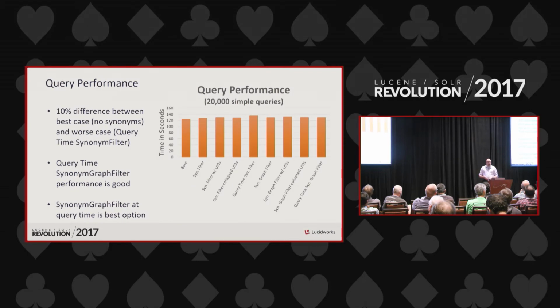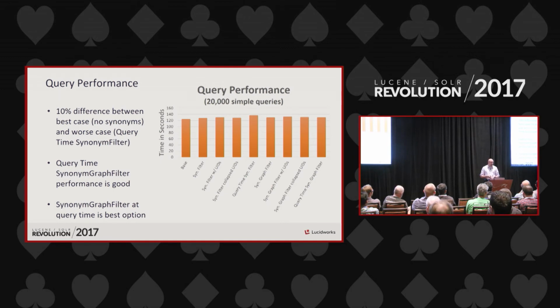Now, how does the query performance look? This was actually a little surprising for us. We expected the graph filter to be more expensive than it was. Now, I could have cheated it. I could have set the range to like 120 to 140 and kind of exaggerated the differences. But really what we're seeing is there's no more than a 10% difference in the performance of even the worst case expansion approach compared to not doing synonyms at all. And that was actually the synonym filter.